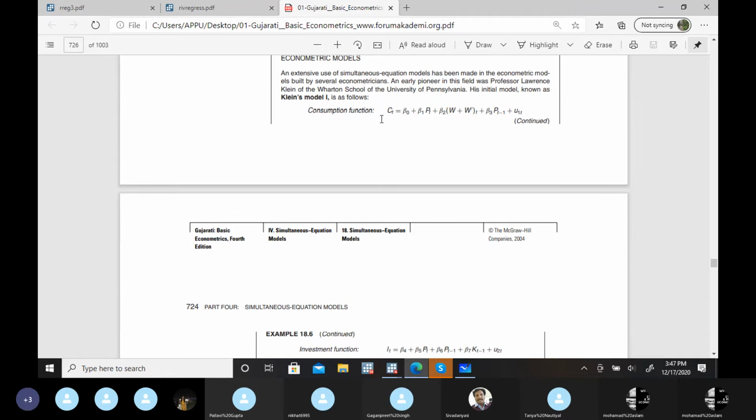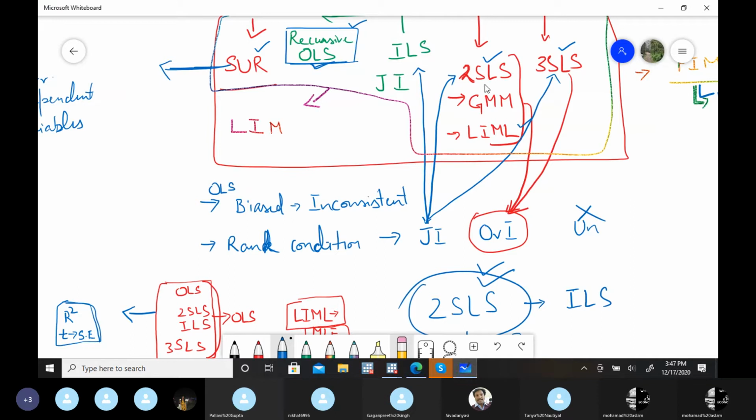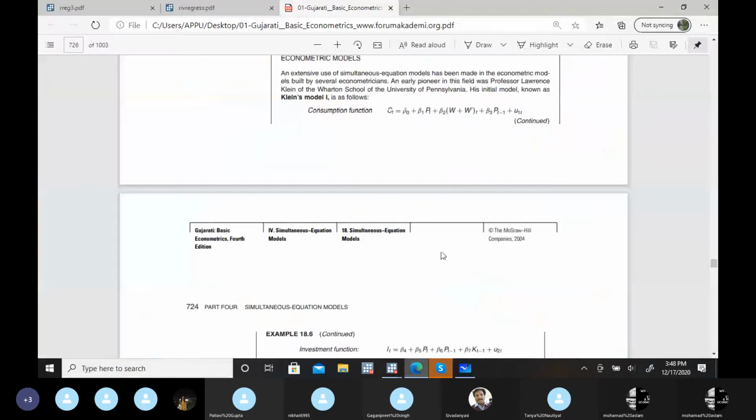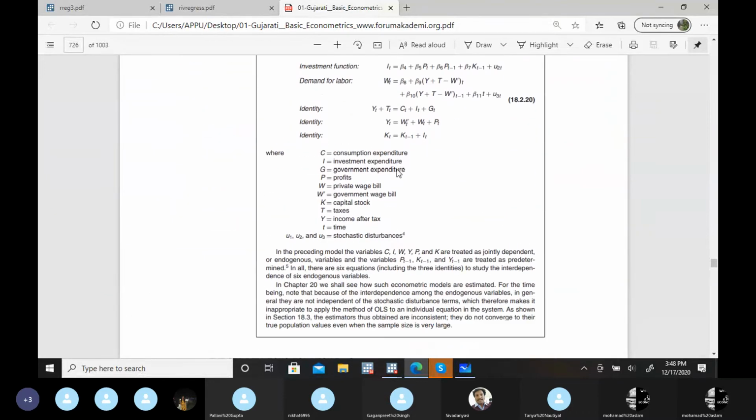So if it's over identified, we can't apply ILS. The solution is 2SLS. This is an instrumental variable regression method in case of over identified, and these three are the methods: 2SLS, GMM, and LIML. So we have to apply 2SLS. Although I have never seen mistakes in Gujarati textbooks, but here's the mistake.